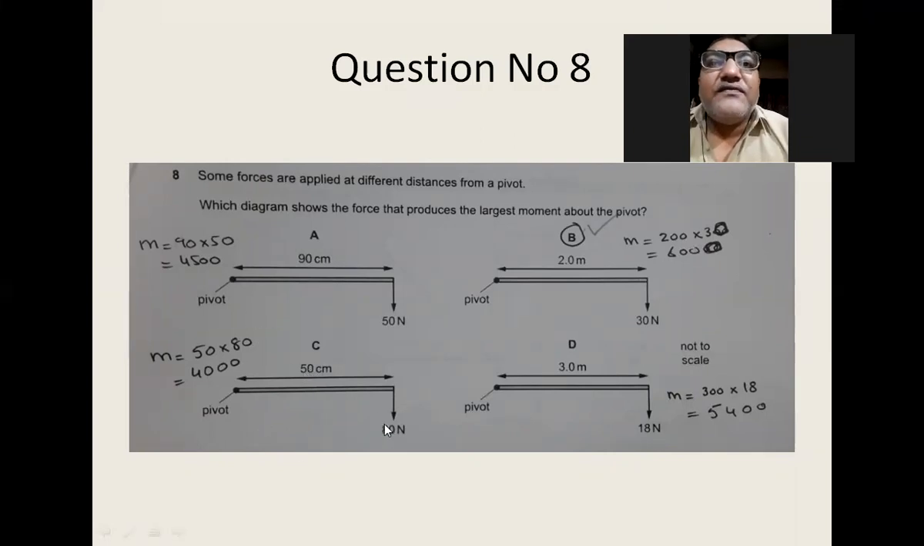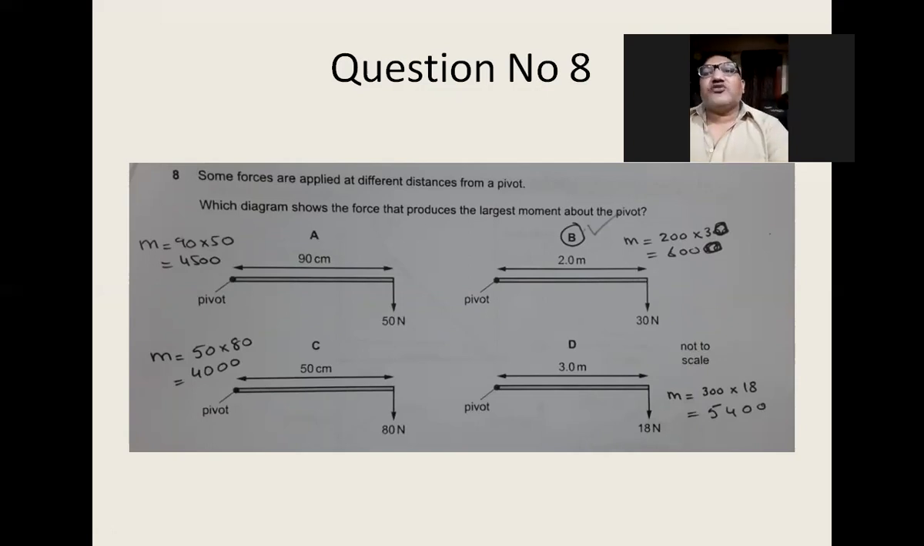Here we have 50 centimeter, 80 Newton, just multiply them, you will get 4,000 Newton centimeter. Here you have 3 meter, 3 meter means 300 centimeter. And the force applied is 18 Newton. So the moment will be equal to 300 multiplied by 18, that will be 5,400 Newton centimeter. So we were looking for that option in which the moment produced is largest. So the largest moment produced here is 6,000 Newton centimeter.